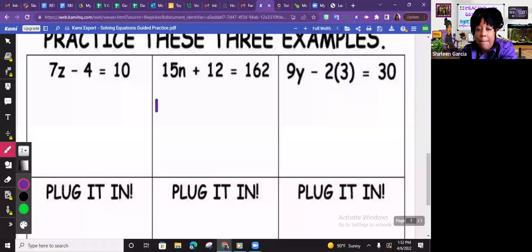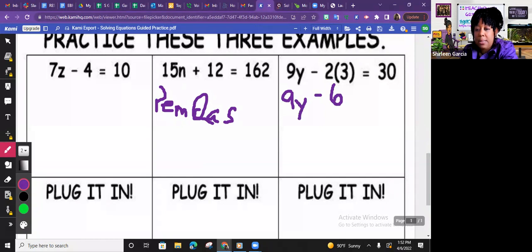Remember PEMDAS. Gotta do the parentheses first. That's just the law. That's the order of operations. So we see some parentheses here. So 2 times 3 is 6. We cleared those parentheses. 9y minus 6 equals 30. That looks a little bit cleaner and easier to work with.